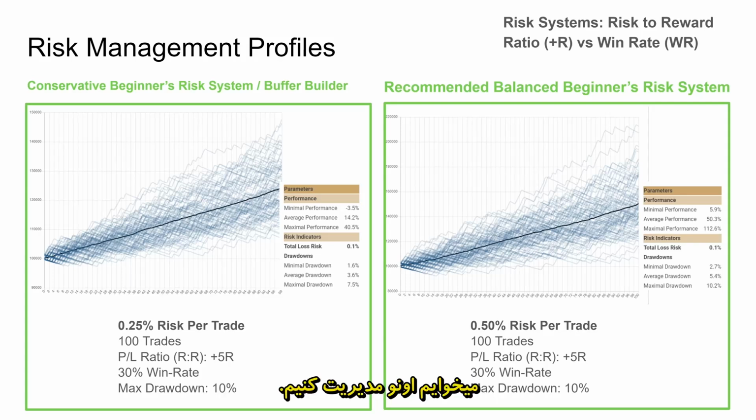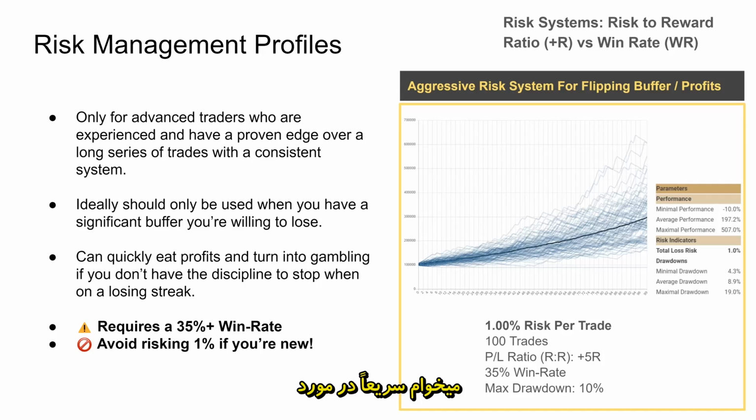So quickly, I want to talk about the aggressive risk system for flipping buffer and profits again. I need to warn you guys, if you're not an advanced trader, please just ignore this entire slide. But for those of you who are advanced and experienced and have proven an edge over a long series of trades with a consistent system within your system anyways, because all of our systems kind of vary within Phantom between the members. I know certain people take certain different setups.